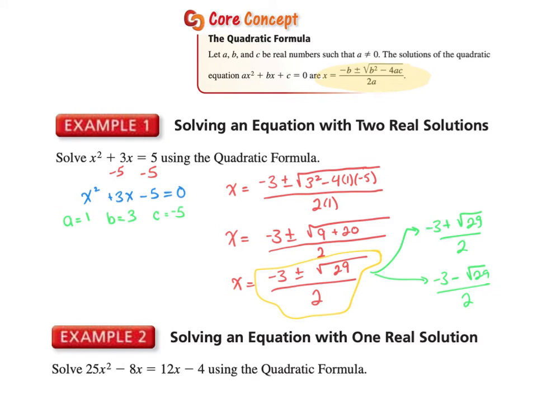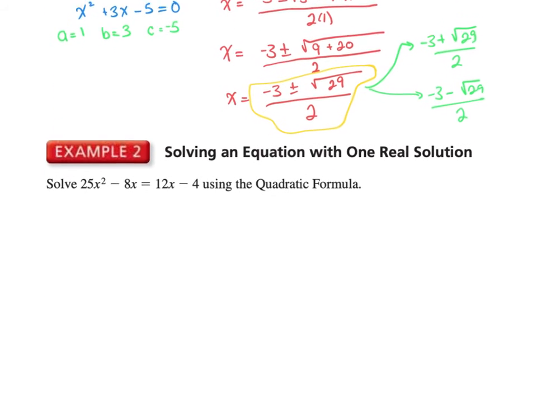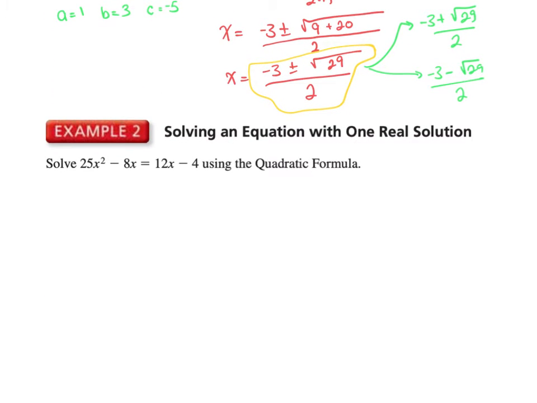Let's go on to example 2. Solve an equation with one real solution. So let's solve this. Now again, you need to get everything over to one side so it's equal to 0. We'll subtract 12x and add 4. We're going to simplify. You get 25x squared. Negative 8x minus 12x is negative 20x. And then you only have plus 4 on that side. And that's equal to 0.